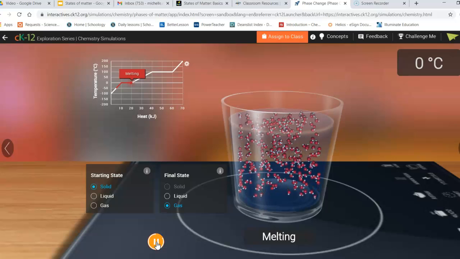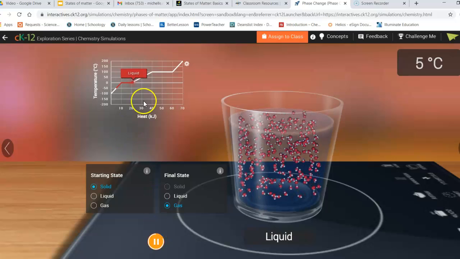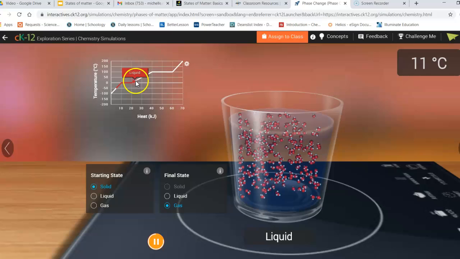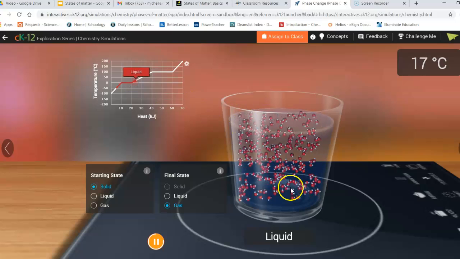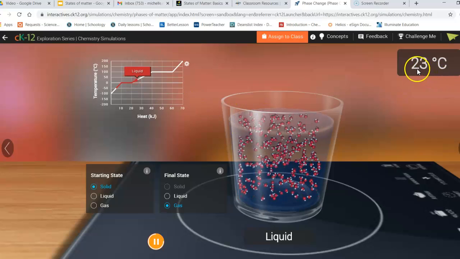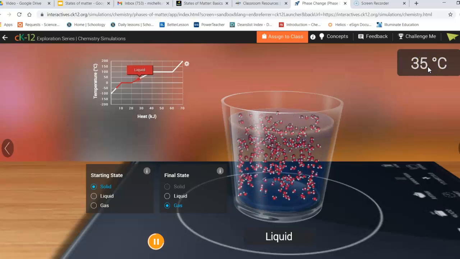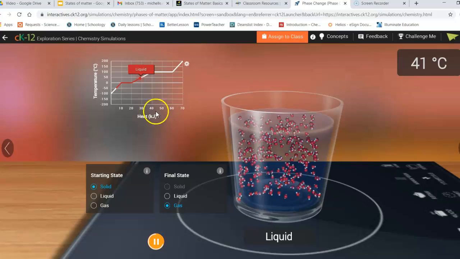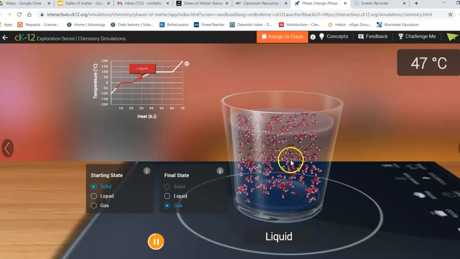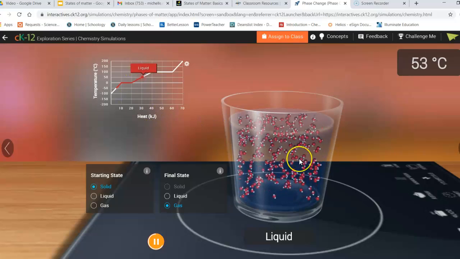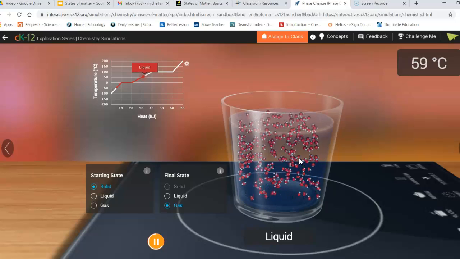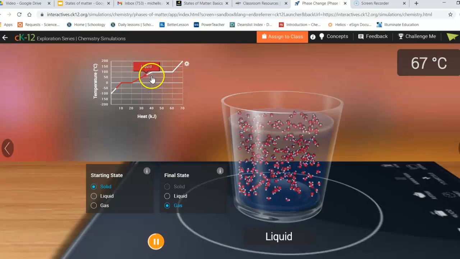Okay, when that phase has been reached, the energy begins to go into increasing movement, so a higher temperature. So you can see the temperature is increasing again. All this energy is going into making the molecules move faster. You're almost getting there.